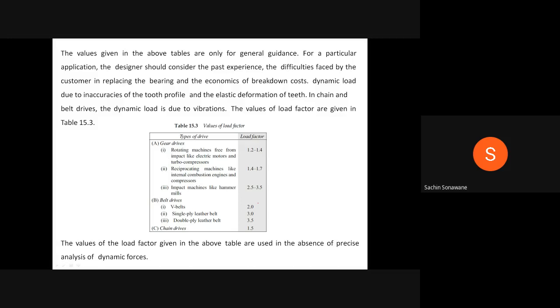Then belt drives, V belts 2.0, single ply leather belt 3.0, double ply leather belt 3.5. Then chain drives 1.5. The values of the load factor given in the above table are used in the absence of precise analysis of dynamic forces.